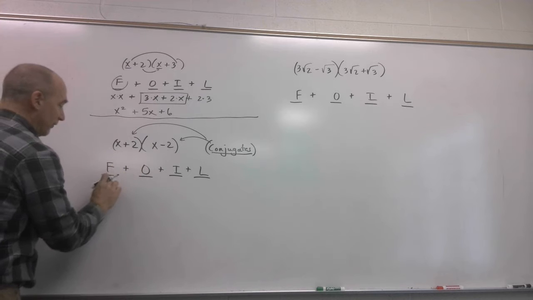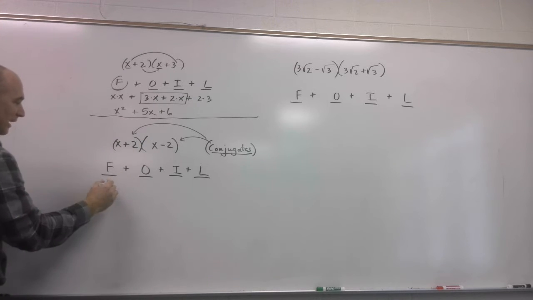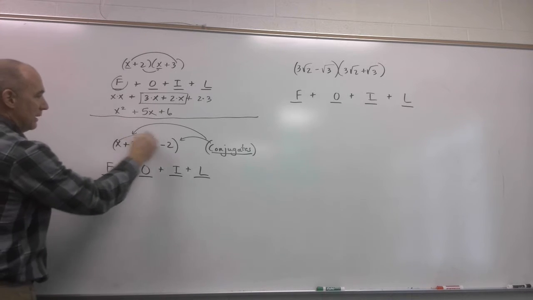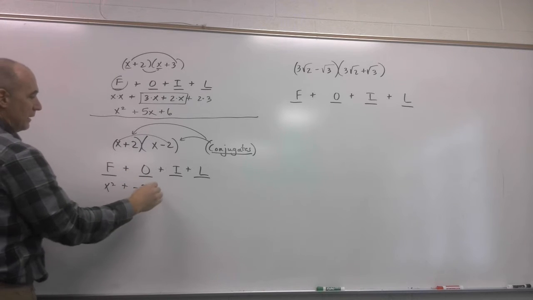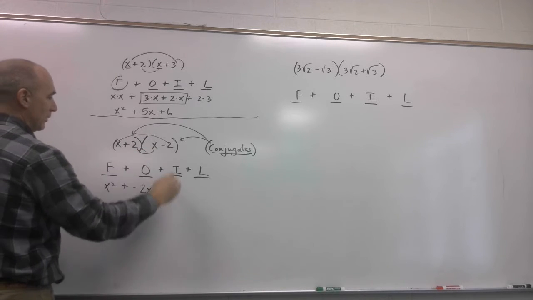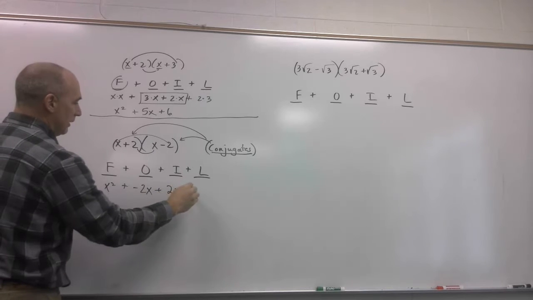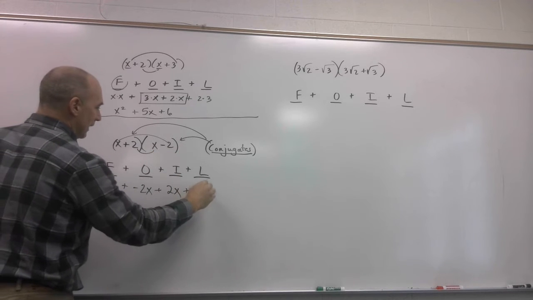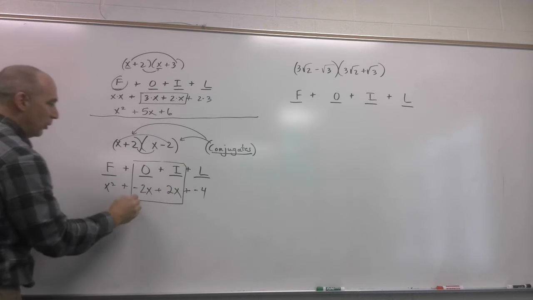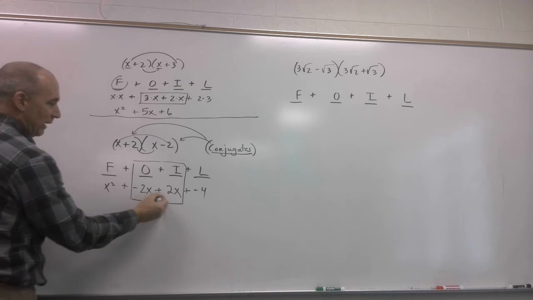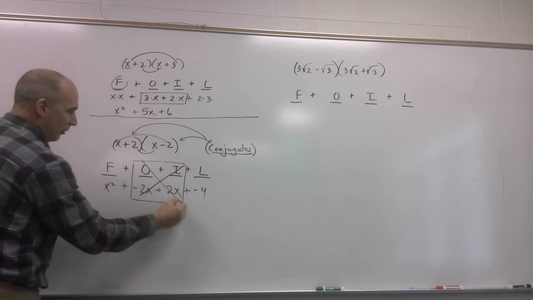Here we do. So let's follow FOIL. X times x is x squared. I'm just going to jump to it. X times negative 2 is negative 2x. I'll put a plus sign in there. And I'll put a plus sign in here. Now, inside would be 2x, plus last would be negative 4. I want you to really concentrate on the O and the I. Negative 2x plus 2x, they cancel.